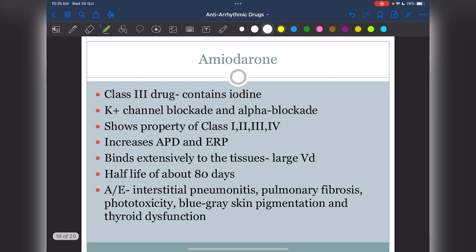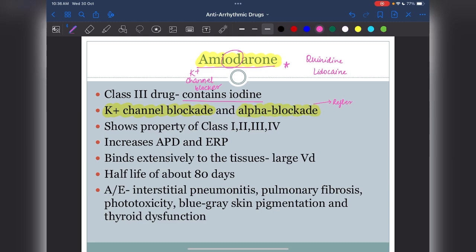Okay, coming to class 3 drugs. The first drug is amiodarone. It's one of the most important drugs that you need to learn in this whole chapter after quinidine and lidocaine. It is a potassium channel blocker. Okay, and it is iodo. You are getting from its name, it contains iodine. It's a potassium channel blocker and also shows alpha blockade, so it has a potential for reflex tachycardia.